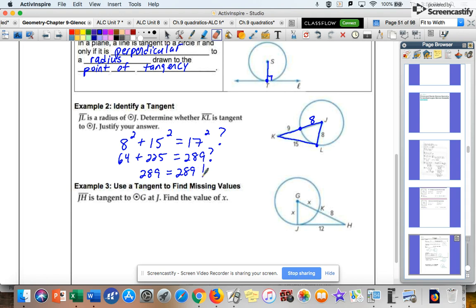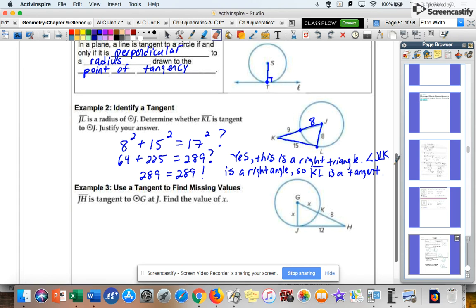So, yes, this is a right triangle. Angle JLK is a right angle. So KL is a tangent based on our theorem from above here.